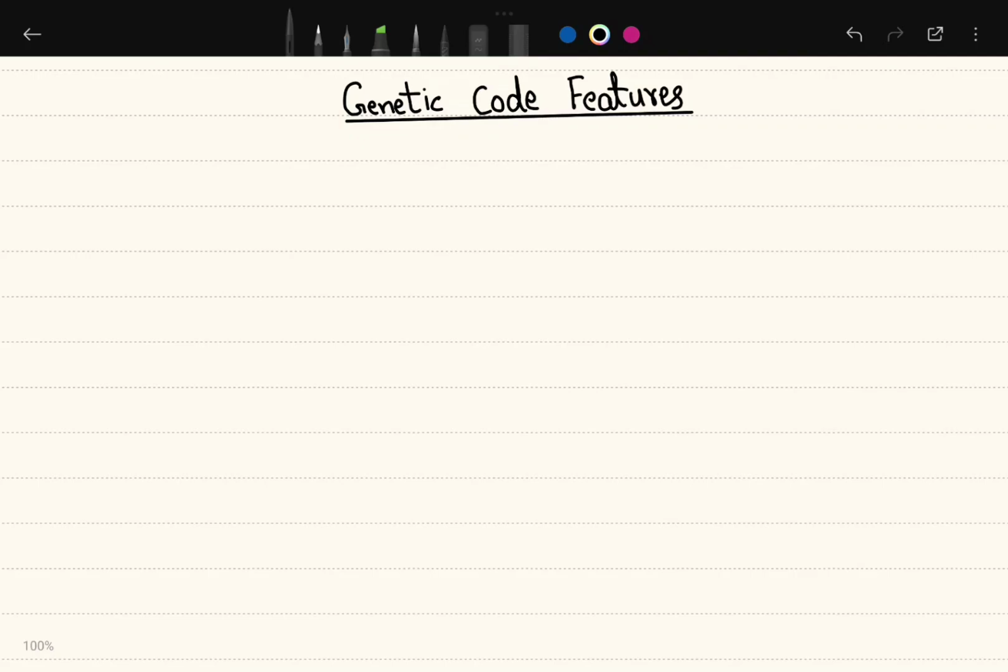Now we will study about the genetic code features. Think of the genetic code as the dictionary your cells use to translate DNA instructions into proteins, the worker molecules of your body. The dictionary has four main rules or features that make sure the instructions are followed correctly. Here is how to understand each feature.